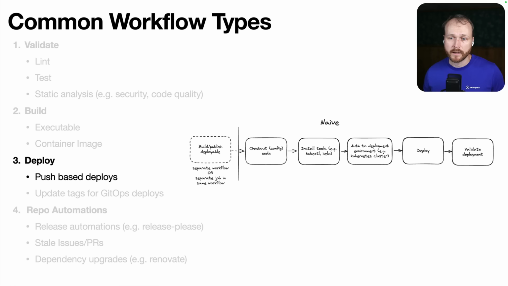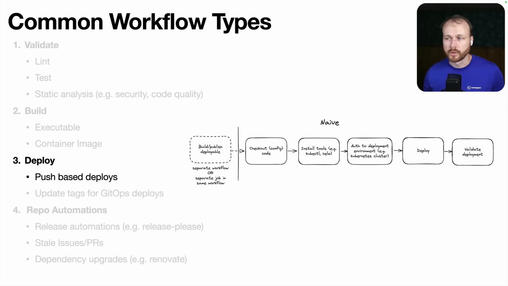If we think about deploying our code, this is generally going to start from the end of that build step. So we've already built our application, either as some binary or maybe a container image. We then want to trigger a workflow to deploy our code. One option is to use a push-based deploy from a workflow. In this case, we're going to check out our code to get whatever deployment configurations we need that live there.